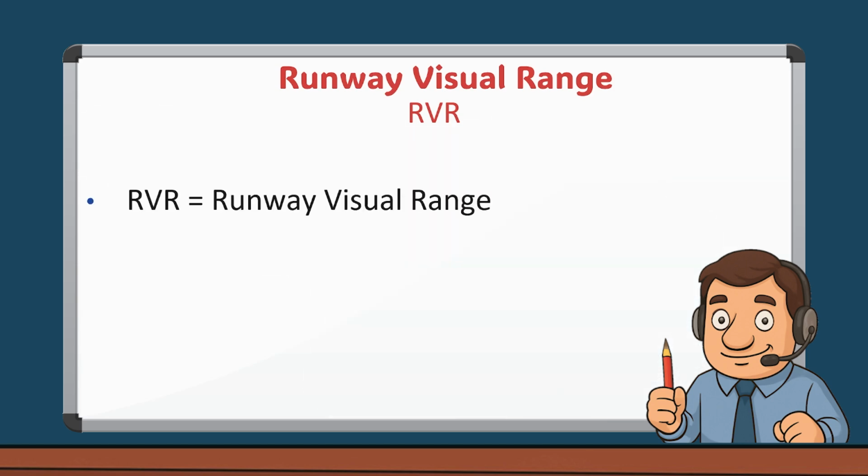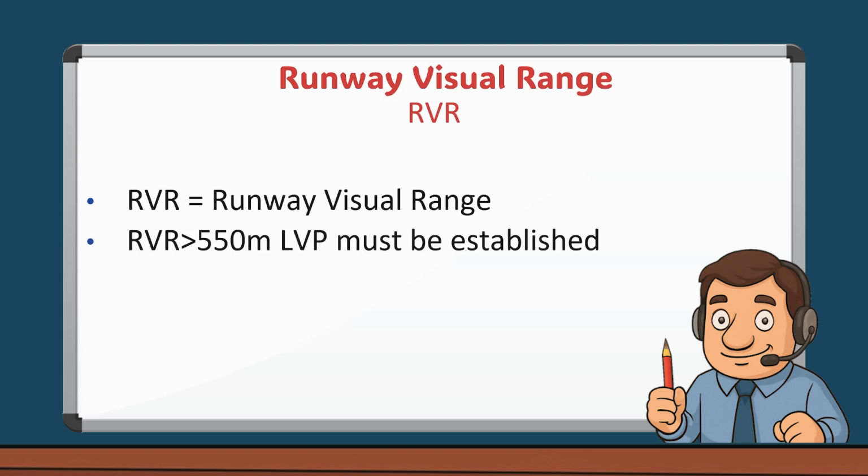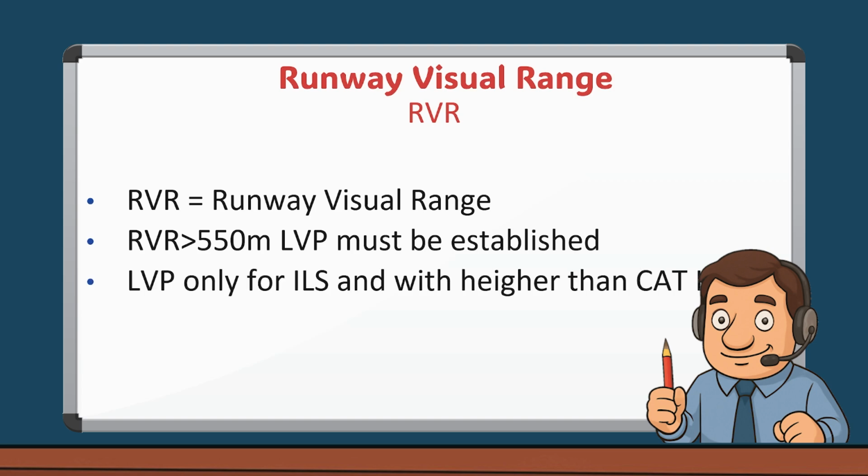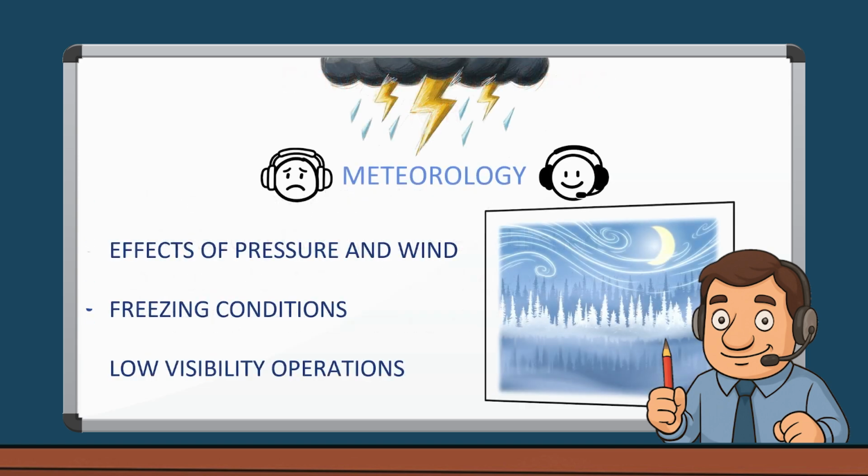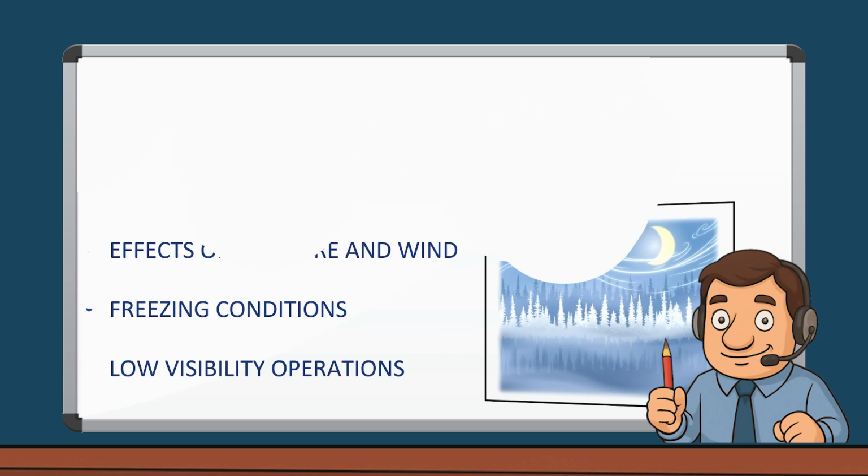RVR means runway visual range and is the distance the runway lights are visible from. For an RVR of less than 550, a low visibility procedure must be established. Low visibility can only be established where an ILS approach is active and meeting the higher category of more than Cat 1. And vertical visibility is how far up you can see when it's foggy and the clouds are low. That is all from our 3 topics from today.